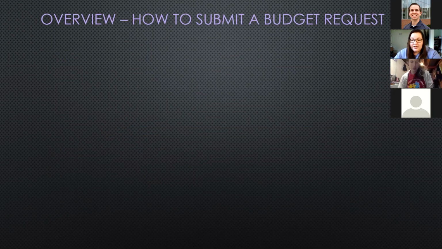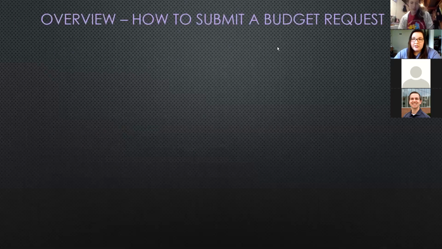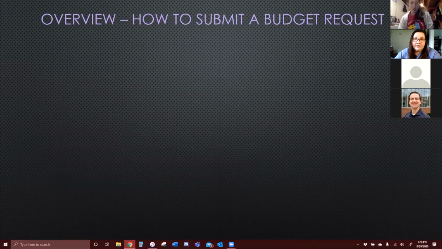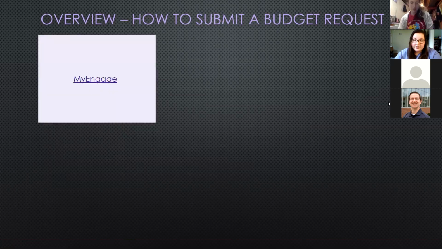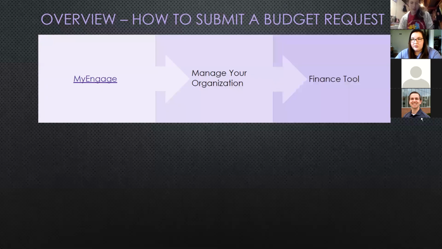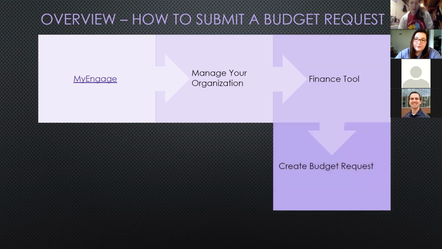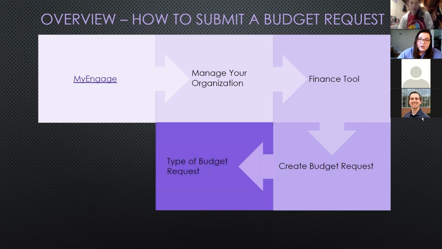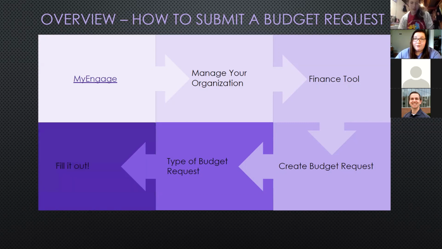So how to submit a budget request. I'll get more in depth into this, but this is just a quick little rundown of this. So you're going to start off with going to My Engage, and then you'll be able to then click on the tab that says Manage Your Organization, and you'll select the organization that you want to manage. Then within that, you're going to access the Finance tool, and then you'll be able to then create a budget request within that Finance tool. And then you're going to select the type of budget request as well. There are 3 different types. It's general operations, programming, and team development funding. And then you're just going to fill it out and wait, basically.